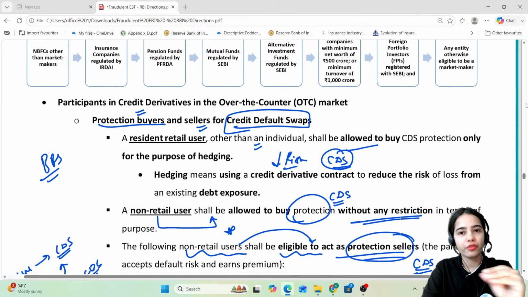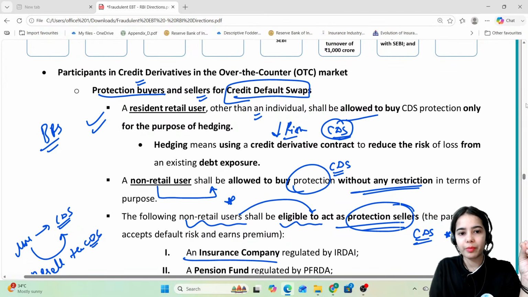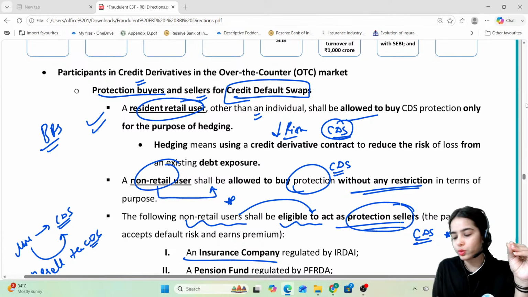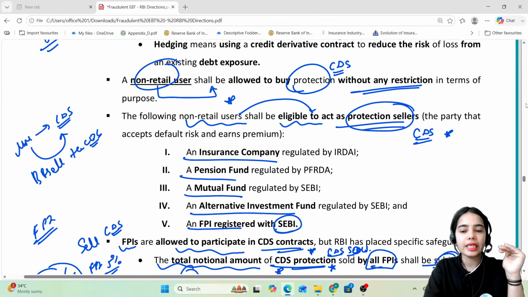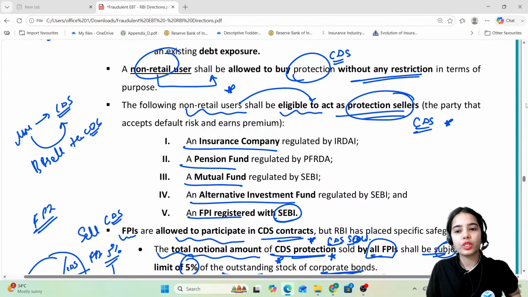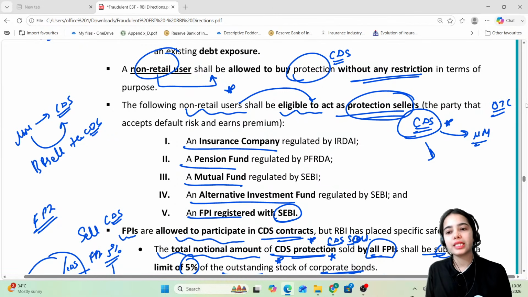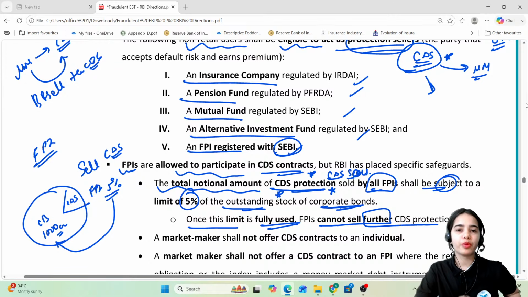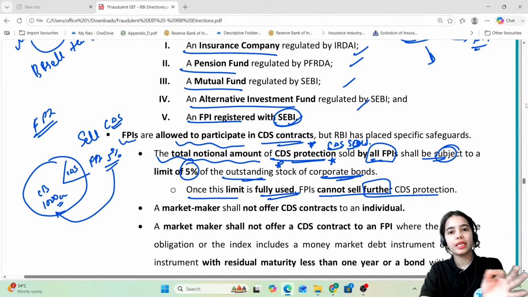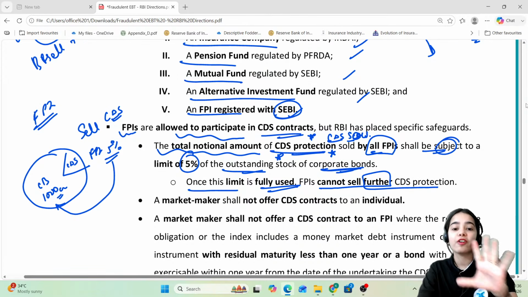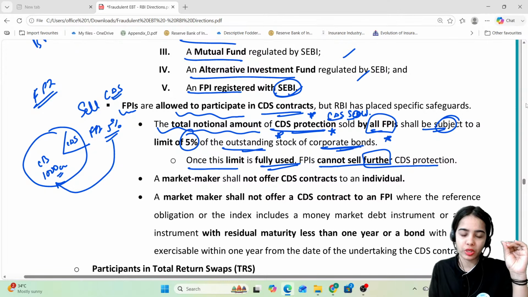Now in the case of credit default swap, resident retail users can buy the credit default swap, and non-retail users can buy the credit default swap. In the case of who can provide the credit default swap, it can be provided by the market makers that we have discussed initially in the OTC market, as well as the CDS can be sold by these entities. Now the FPI, if it is selling the credit default swap, the notional amount of the CDS protection that can be sold by the FPI is 5% of the outstanding stock of corporate bonds. This is the idea.